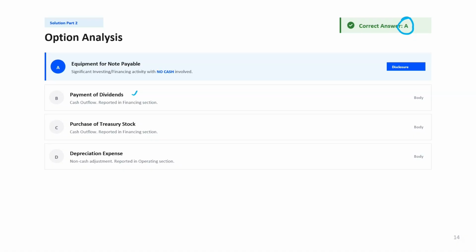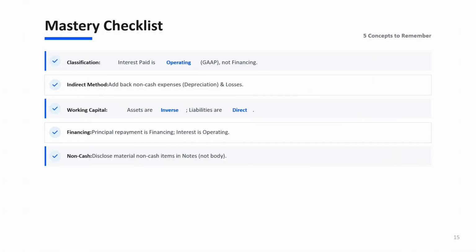So here the correct answer is A because it's the only one that is a major investing or financing activity with zero cash involved. So here's a classic exam trap. Make sure you understand the difference between a non-cash adjustment like depreciation and a non-cash transaction like the equipment. Now let's wrap up and take the key takeaways. Okay, so in these 5 questions, we covered a lot of ground, but let's consolidate the 5 most critical concepts.